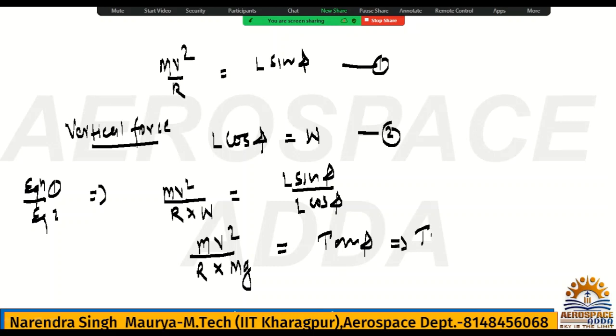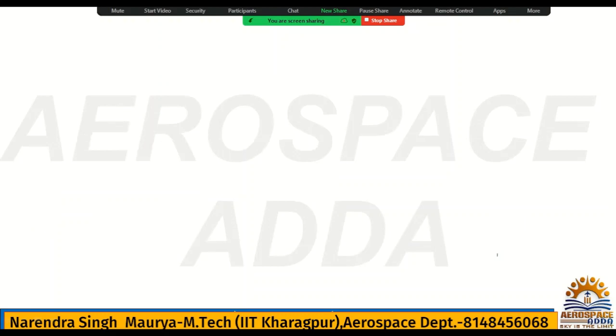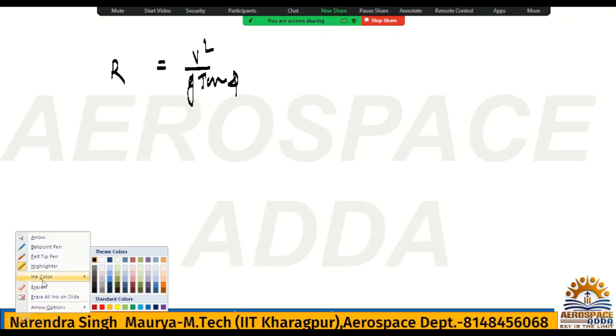What you will get? Tan phi is equal to, mass cancels out, V square by RG. Yes or no? What you have done is you just took the horizontal and vertical components of the forces, and then simply divided. What you got? R is equal to V square by G tan phi. This is what? Radius of turn.